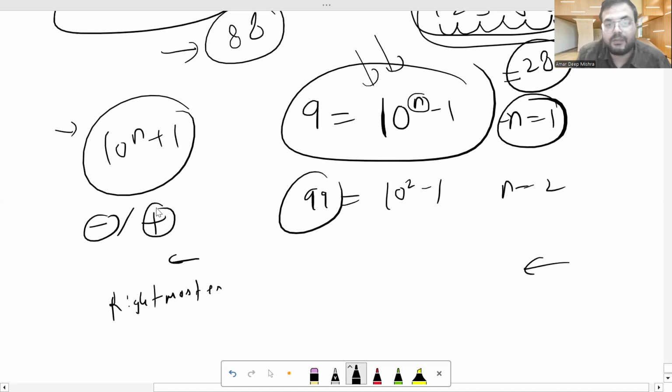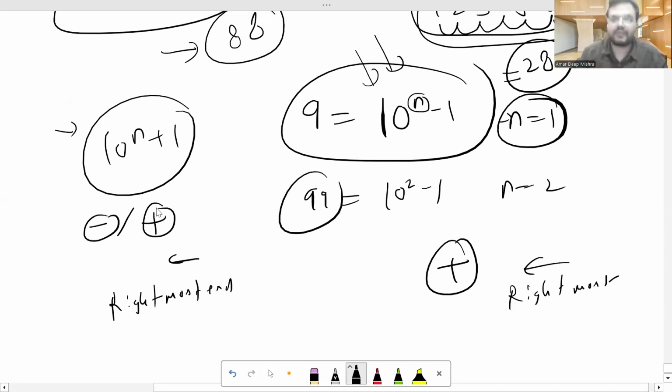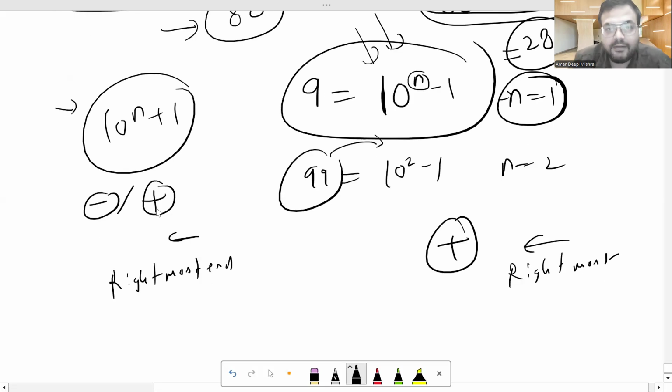Rightmost end. But here we are not doing that. Here we are just adding from the rightmost end. I hope this point is clear. So 99 is equal to 10 square minus 1. And similarly for 999, that will be what? 10 cube minus 1, means 1000 minus 1.